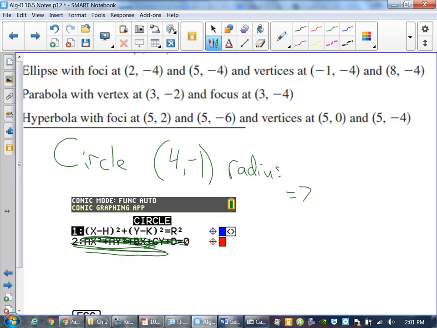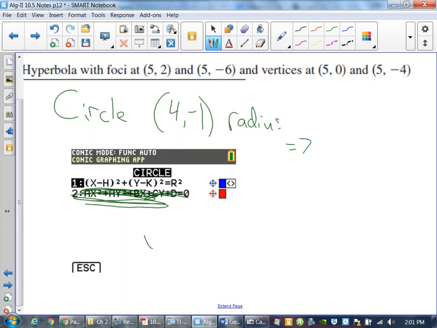So if I have a circle with a center of 4, -1, and a radius of 7, all I literally have to do is this: x minus 4 quantity squared plus y plus 1 quantity squared equals 7 squared, otherwise known as 49. And I go to the next problem. That's all you have to do.